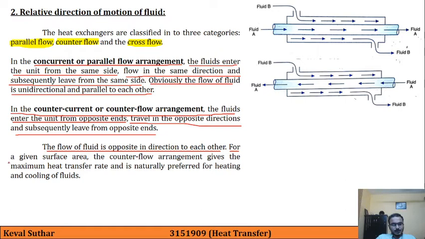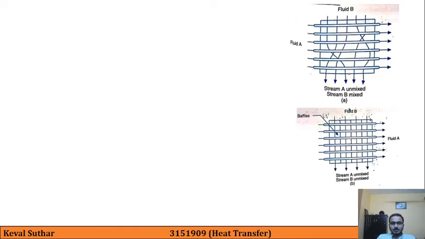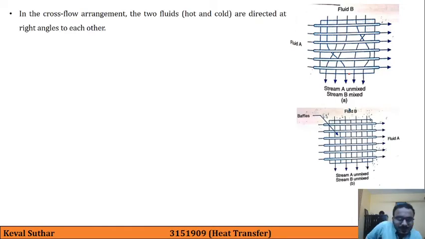For a given surface area, the counter flow arrangement gives the maximum heat transfer rate and is naturally preferred for heating and cooling of fluid. So the meaning is that we will be preferring counter flow heat exchanger for maximum heat transfer rate. Now our next arrangement is cross flow arrangement.